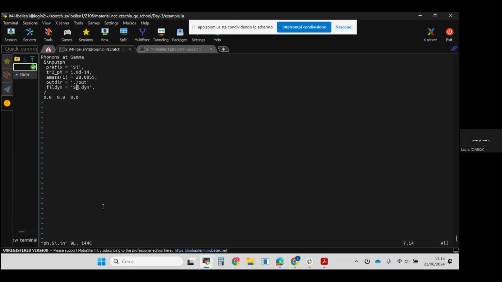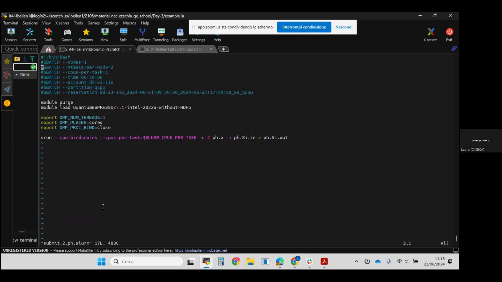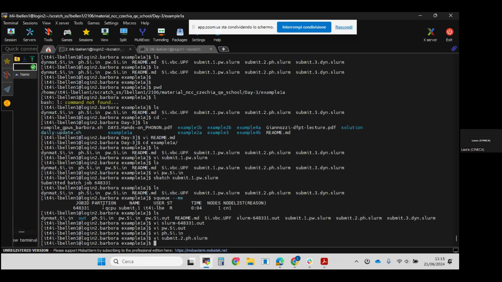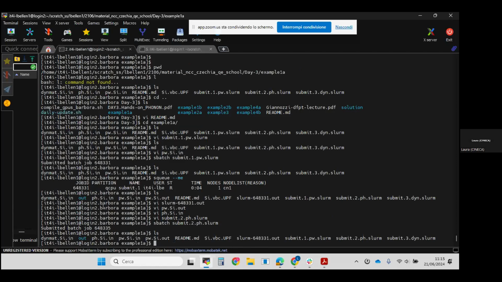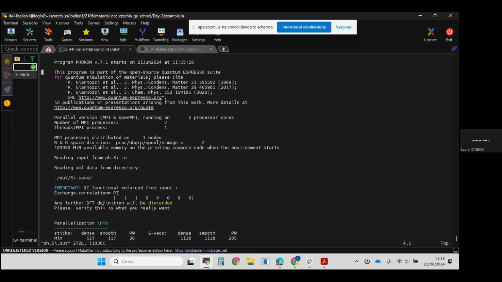Consistent. And then we can also submit the other job, which will run on the compute nodes ph.x with 2 MPI tasks as well. So let's submit ph.x. It is running. We can inspect the log file.